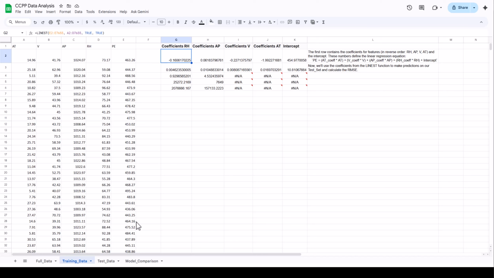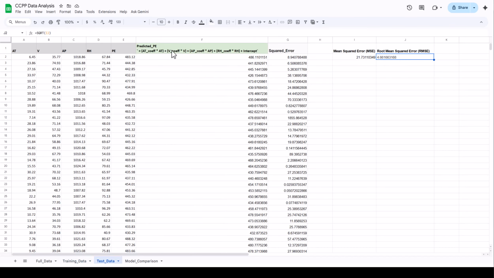Now next I use this to calculate the predicted power output for the test data. So I use the coefficients calculated for each parameter, multiplied it with the actual value, summed it up and added the intercept. That gave me the predicted power output. Then I found out the squared error, which was the difference between the predicted output and the actual output, squared.